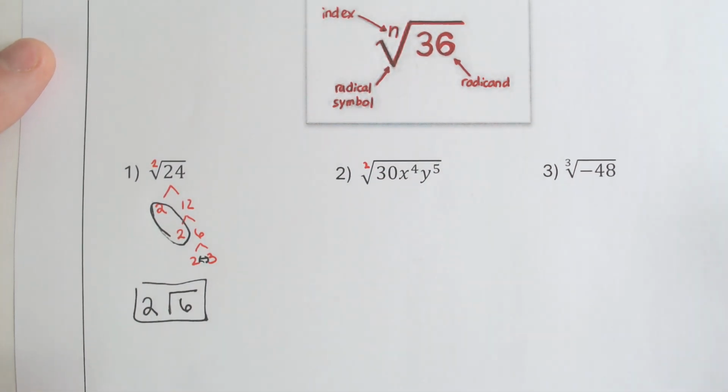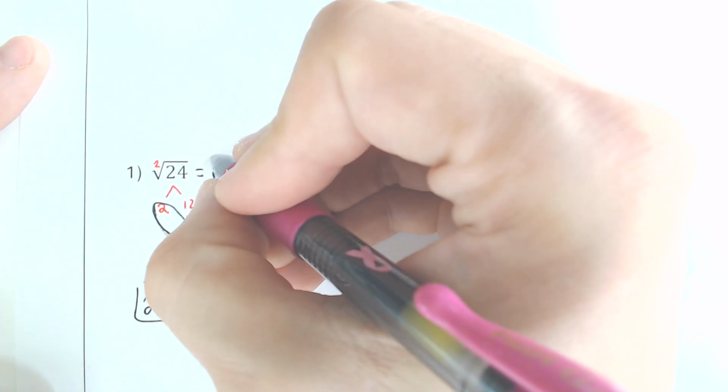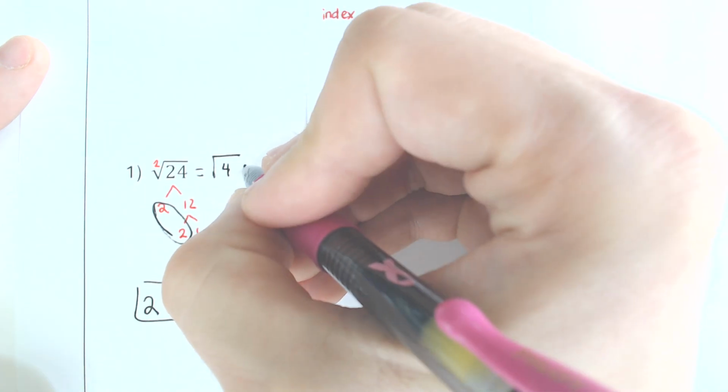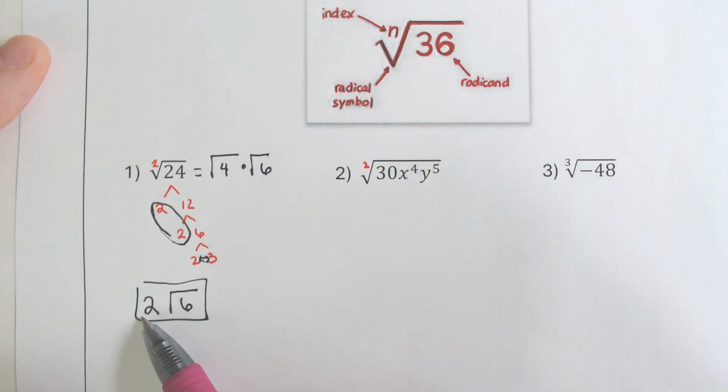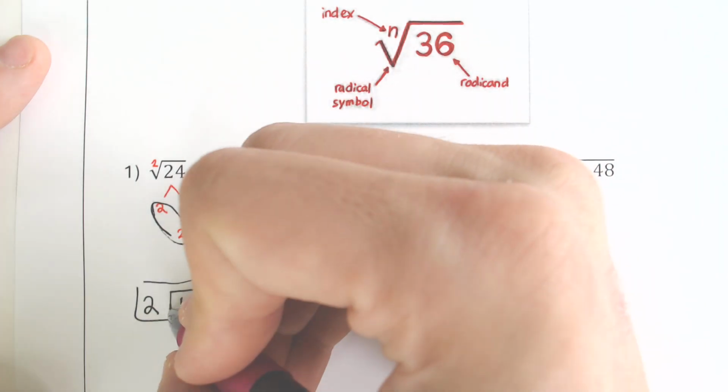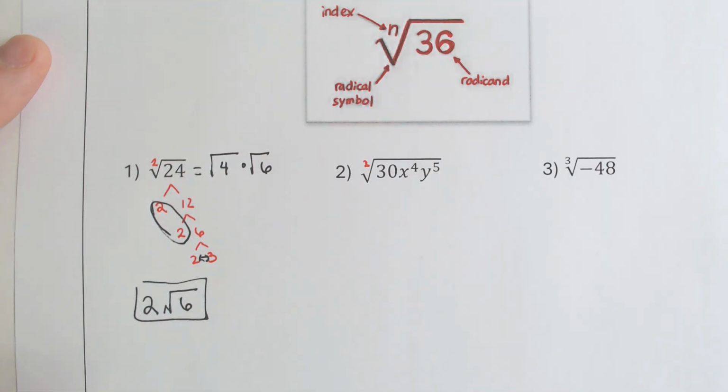And this makes sense because if you really think about the square root of 24, you could think about it as the square root of 4 times the square root of 6. And the square root of 4, of course, is 2. So that is why we have 2 square root of 6 left over.